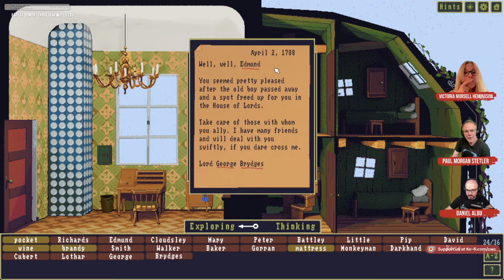Well, Edmund, you seem pretty pleased after the old boy passed away and a spot freed up for you in the House of Lords. Take care of those with whom you ally. I have many friends and will deal with you swiftly if you dare cross me, Lord George Bridges.